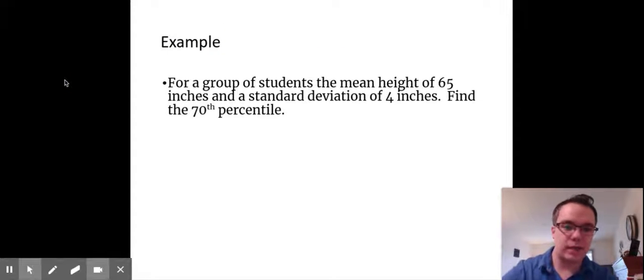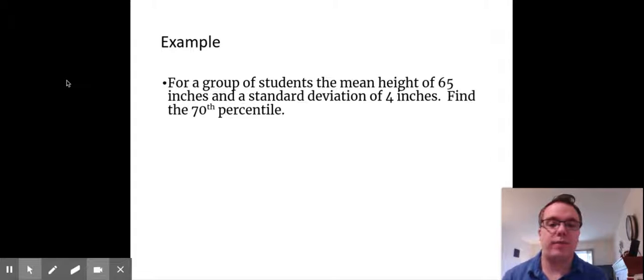And so for all of these examples today, we're assuming that they come from a normal distribution. I just wanted to make sure that I had room to write the math down, so I didn't include that, but we are assuming that all of these examples are normally distributed.